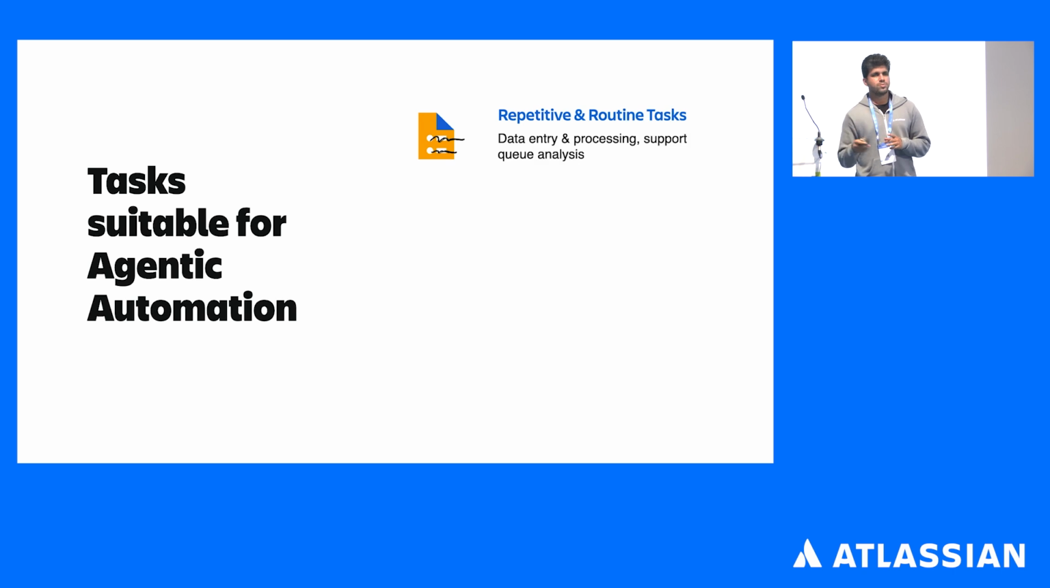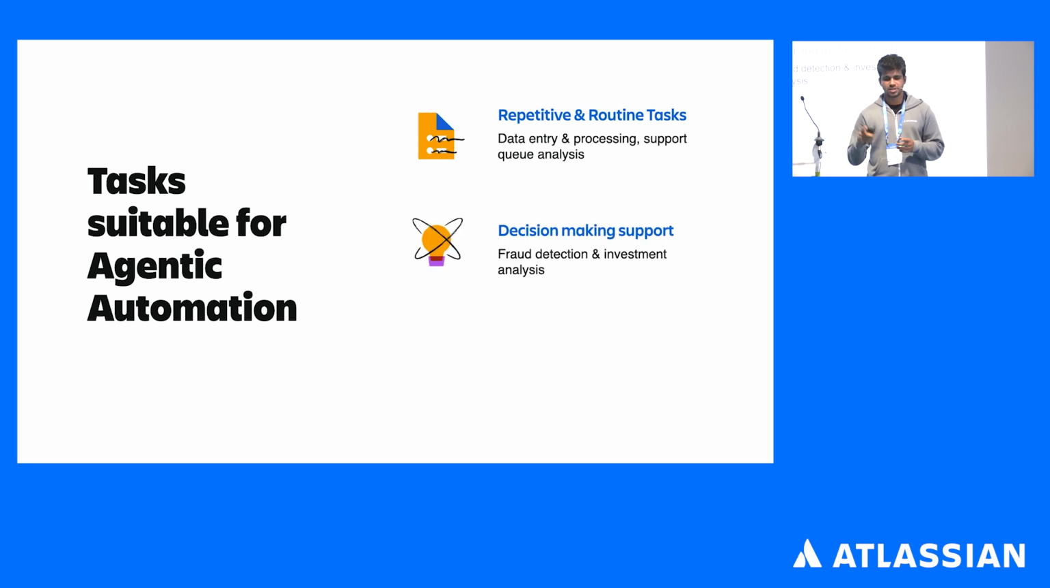We all know that automation is great for enhancing efficiency and improving workflows. But one of the things it is great for is repetitive and routine tasks, like data entry and processing, and support queue analysis, like the one that I showed you. That's one kind of task that it's suitable for.